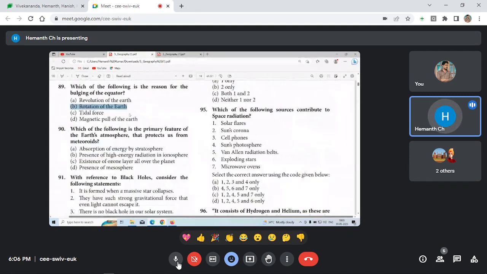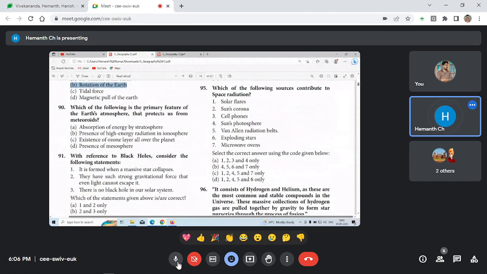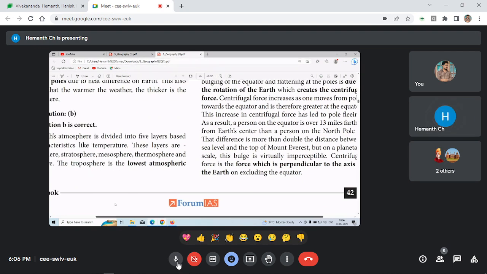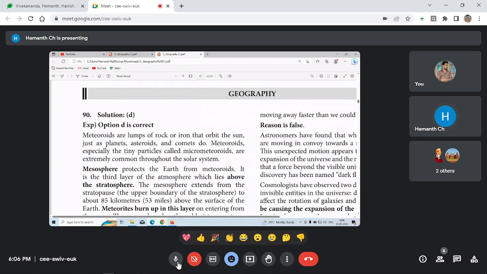Okay, which of the following is the primary reason for the feature of the Earth's atmosphere that protects us from meteorites? Presence of energy in the stratosphere, presence of high energy radiation in the ionosphere, existence of ozone layer all over the planet, presence of mesosphere. నేను అనుకుంటున్నా మీసోస్పియర్ అని. మీసోస్పియర్ అనుకున్నా. 90 డి ఉండాలా మోస్ట్ ప్రాబబ్లీ. తప్పితే 99% డి ఉండాలా, 1% ఏ. 90 డి. ఓకే.